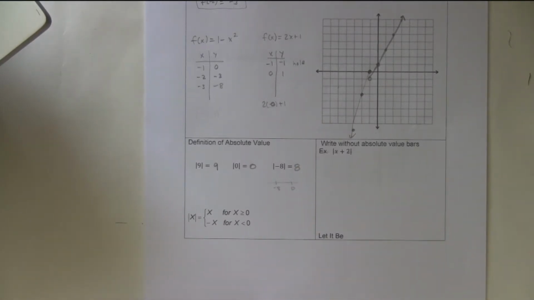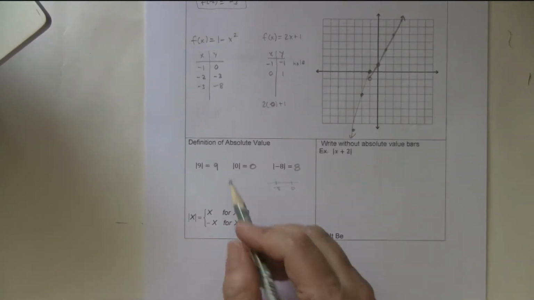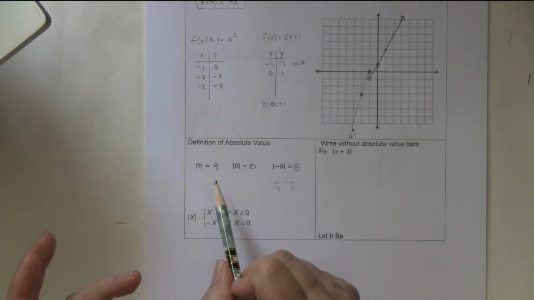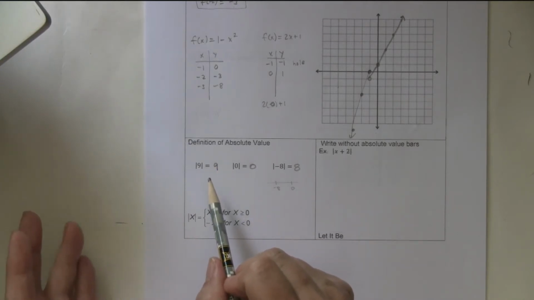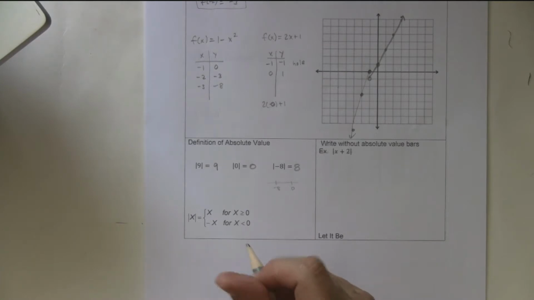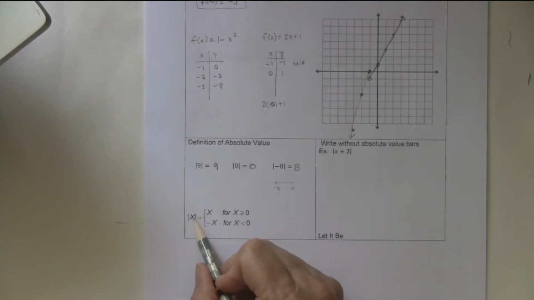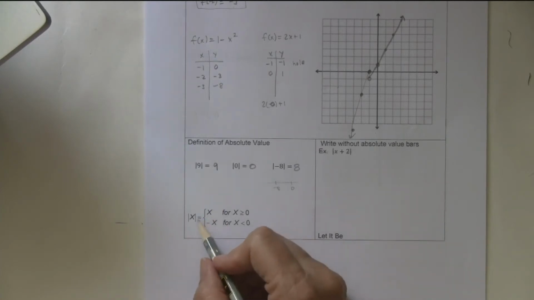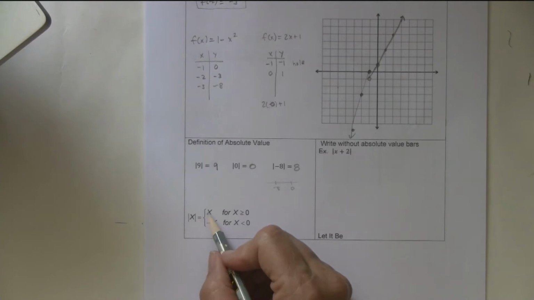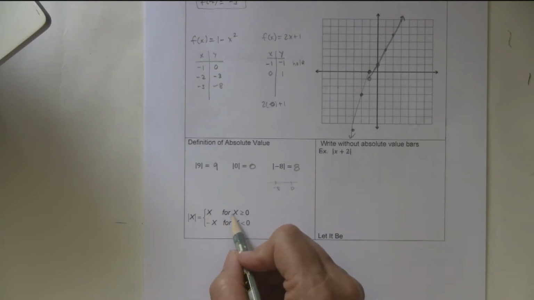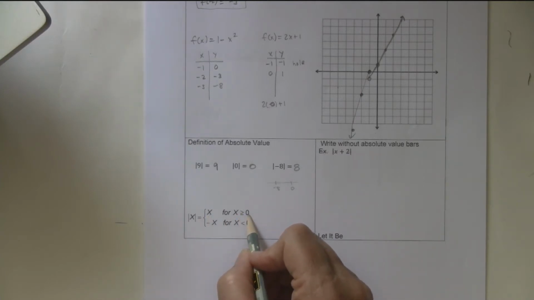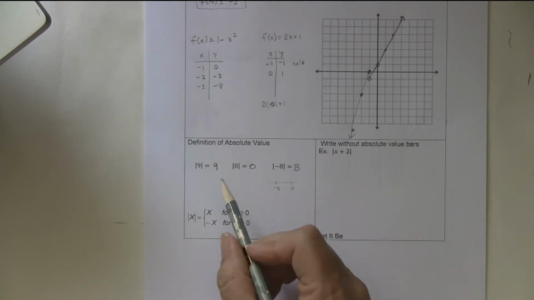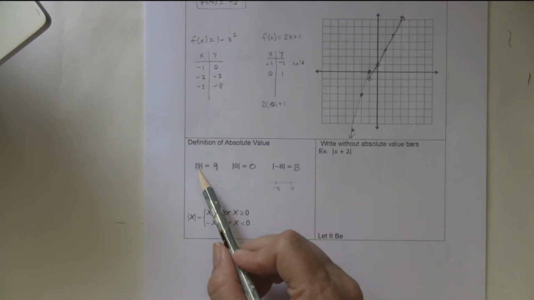And so this is what we saw in our algebra class, right? And we just said make it positive. And here's really the formal definition. It's actually a piecewise defined function. It says that the absolute value of x is equal to x if x is greater than 0, or equal to 0, and you can kind of see how that worked out.